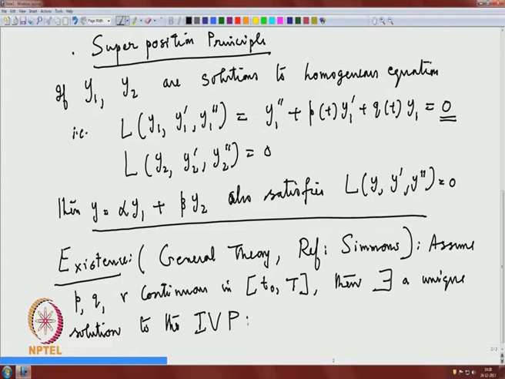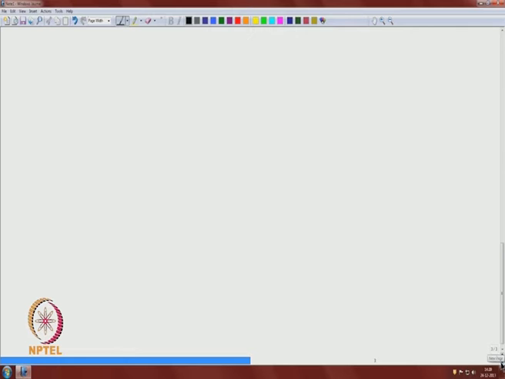Initial value problem: L of y prime, y double prime is equal to r with y at t naught equal to some y naught, y at t1 equal to y1. This y1 is not a solution, y1 is a constant. So, why is this initial value problem naturally coming? Let us look at the given system. We will not prove the existence, but it can be proved from the general theory. But let me see why this initial value problem is very natural.